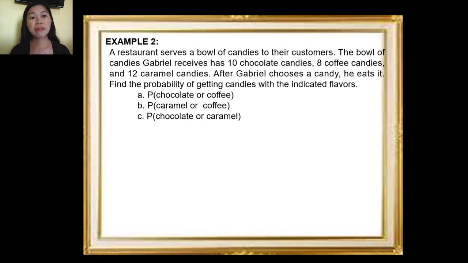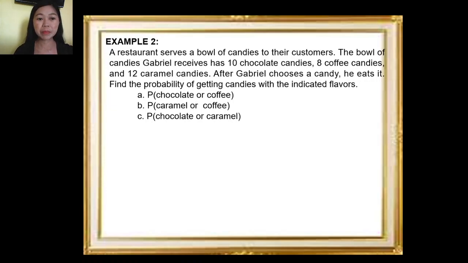Next. So, let's have example number 2. A restaurant serves a bowl of candies to their customers. The bowl of candies Gabrielle receives has 10 chocolate candies, 8 coffee candies, and 12 caramel candies. After Gabrielle chooses a candy, he eats it. Find the probability of getting candies with the indicated flavors.